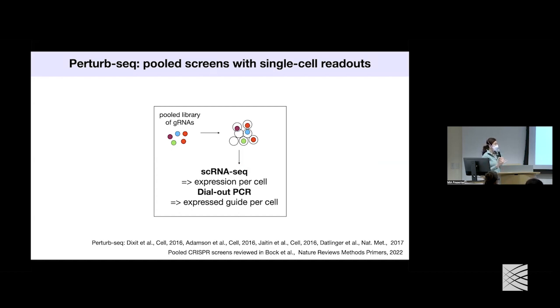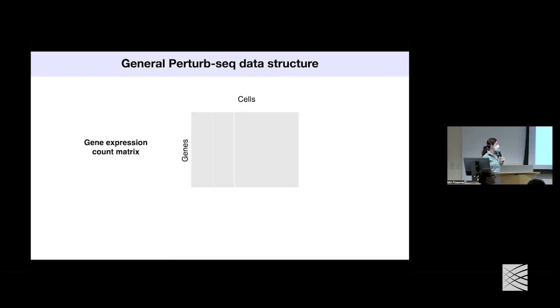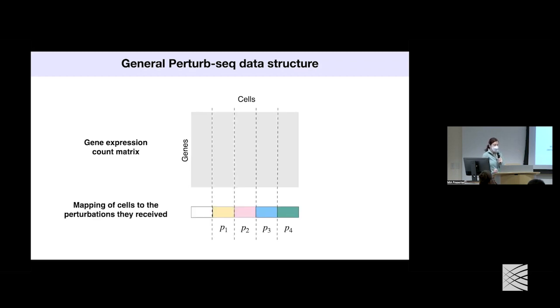And then we do a dial-out PCR to basically fish out the specific guide, or the specific perturbation, that was present in the cell. Then we get some data like this, where we have a gene expression count matrix. For each cell, for each column there, we have for each gene a value of its abundance. That's your typical single-cell gene expression data. Then we also have these labels on the cells that tell us which perturbations they received. For example, the yellow cells all received perturbation 1, pink perturbation 2, and so on.